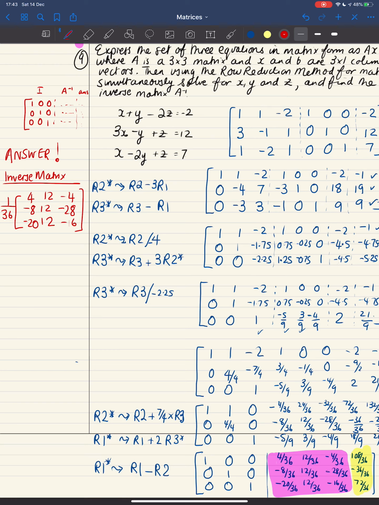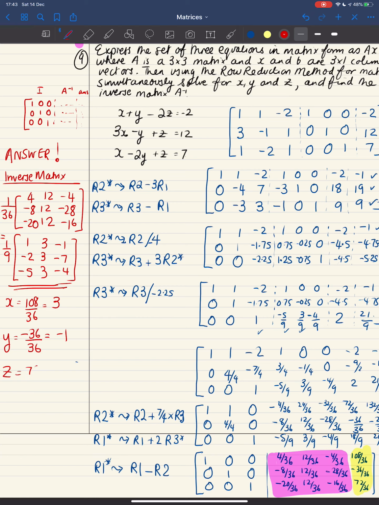You could also take a 4 out there as well, so that's going to be 1/9. 1 minus 2 minus 5, 3, 3, 3, minus 1 minus 7 minus 4. So that's the inverse matrix. And the answer, X is 108 over 36, which is 3. Y is minus 36 over 36, which is minus 1. And Z is 72 over 36, which is 2. Okay, so that's where I got the X from, that's where I got the Y from, and that's where I got the Z from.